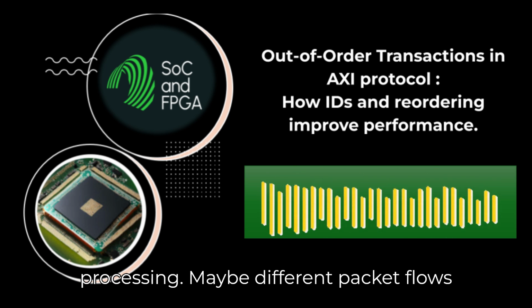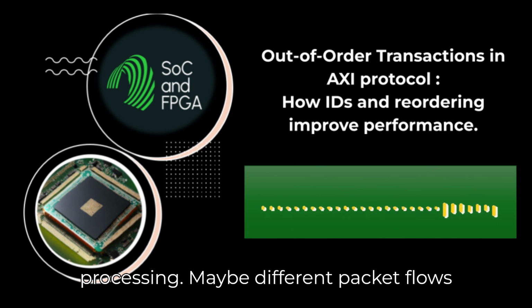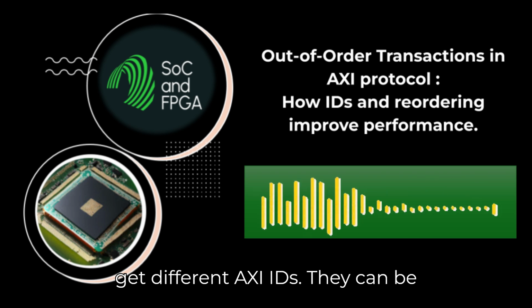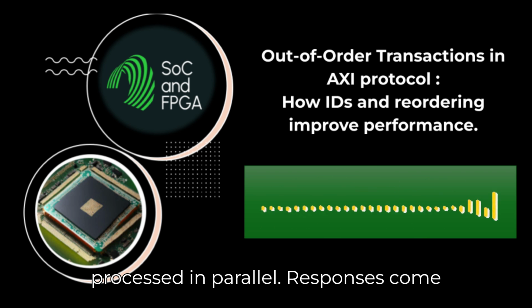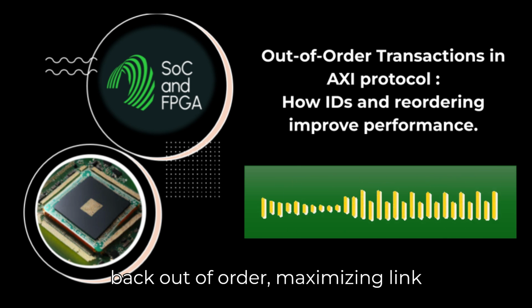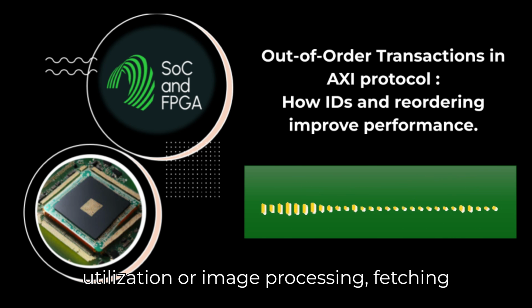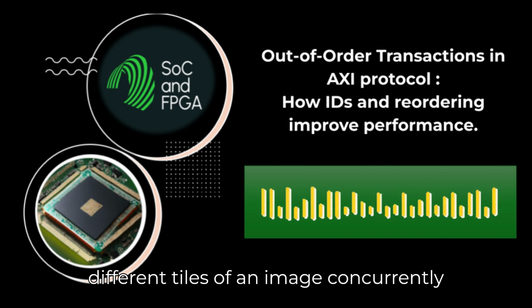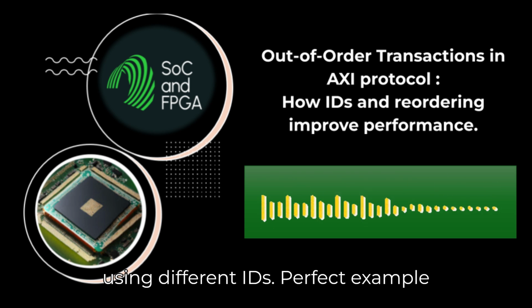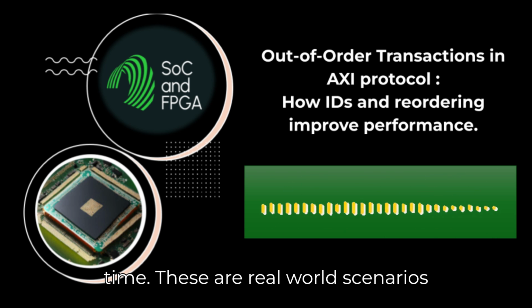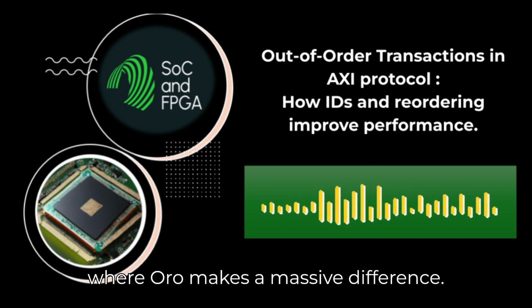Absolutely. Think about network processing. Maybe different packet flows get different AXI IDs. They can be processed in parallel. Responses come back out of order, maximizing link utilization. Or image processing, fetching different tiles of an image concurrently using different IDs. Perfect example. Accelerates the whole frame processing time. These are real-world scenarios where OO makes a massive difference.